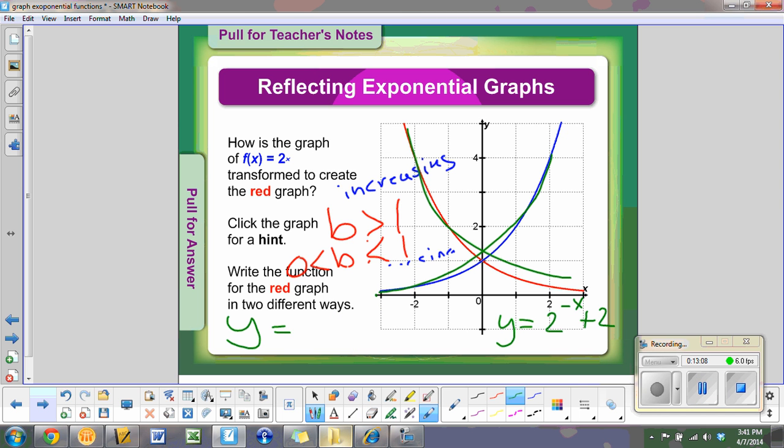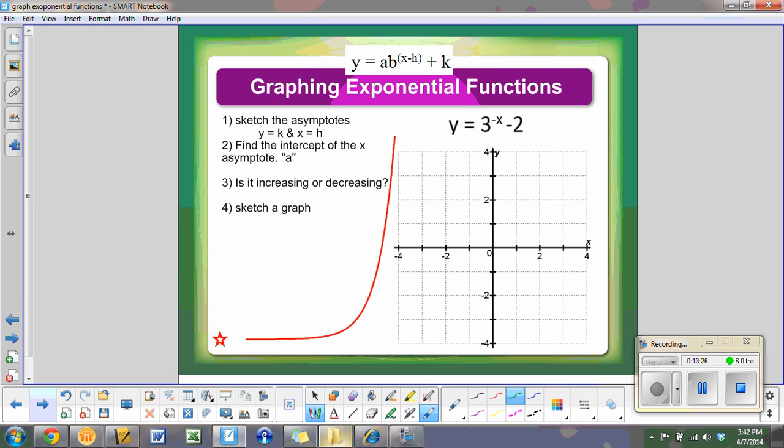So if I had y equals 3 to the negative x, that's the same thing as saying I have y equals 1/3 to the x. So it's a decreasing function. All right, so let's try this one. y equals 3 to the negative x minus 2. Sketch the asymptotes. So my asymptotes are going to be x equals 0 because I'm not adding anything there, and y equals negative 2.